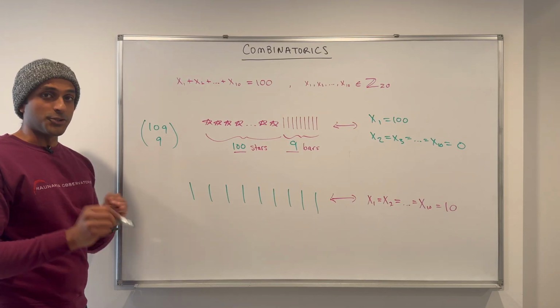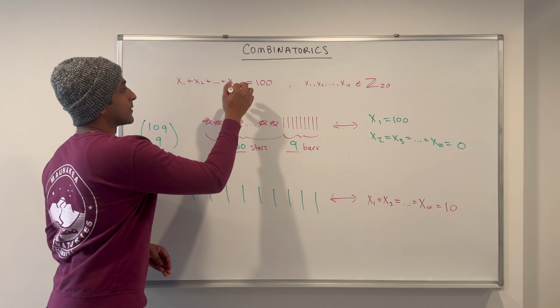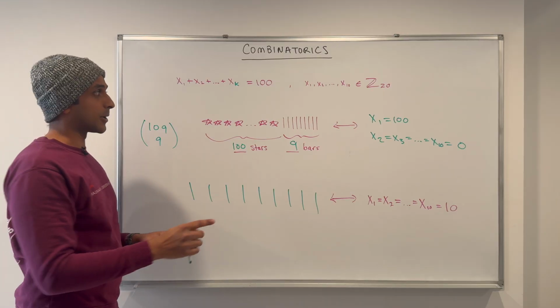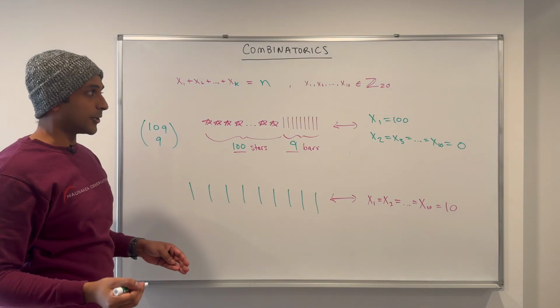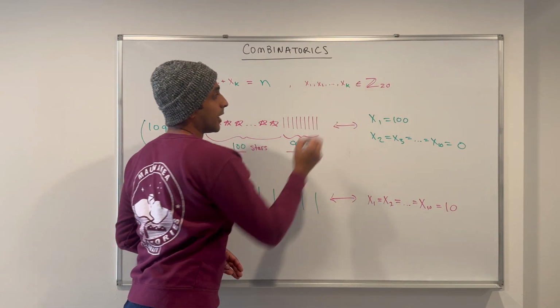Now, to generalize this fully, let's say that instead we were going from x1 to xk. So we don't know how many variables there are. And let's say instead that the sum is n, not 100. And all of the variables are still non-negative integers.